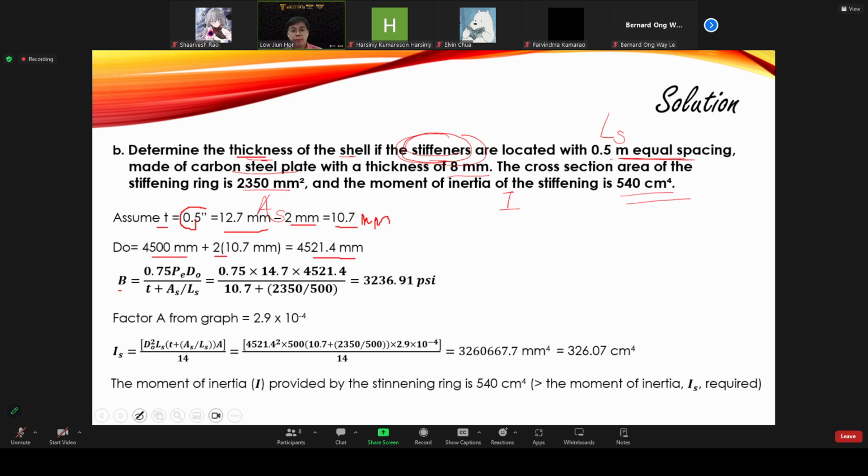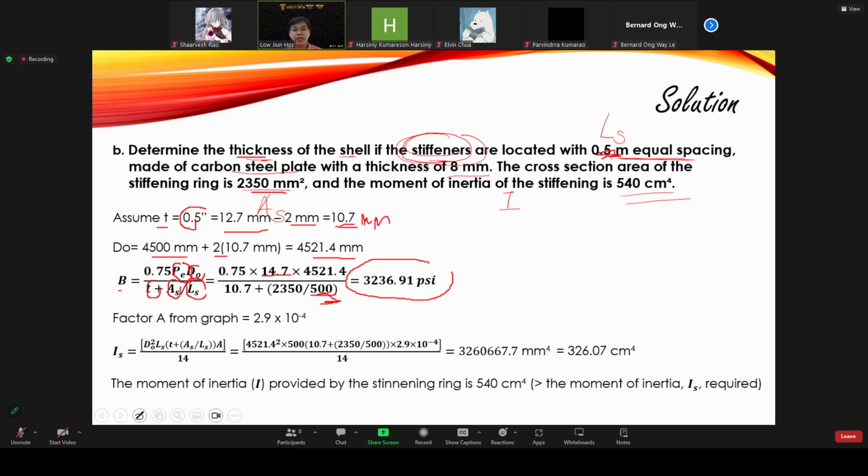And then we plug in the outer diameter, the external pressure that we are going to withstand, 14.7, thickness 10.7 millimeter, cross section of the ring, this one, spacing or interval between the rings, this one. But you need to convert this to millimeter, so it becomes 500 millimeter. Then you will get the B factor, and the unit of B factor is PSI.